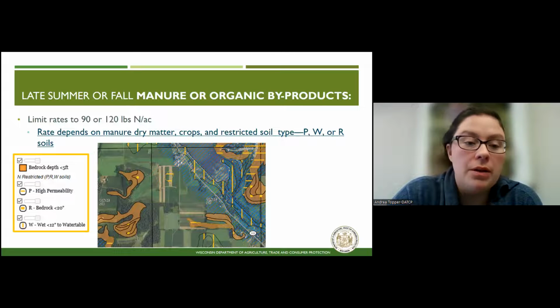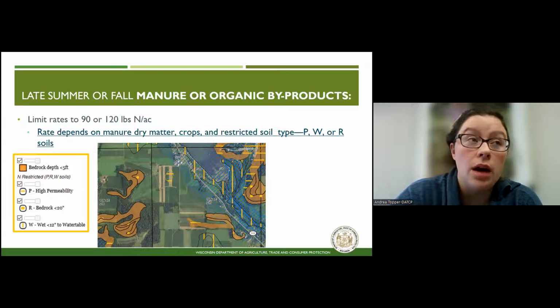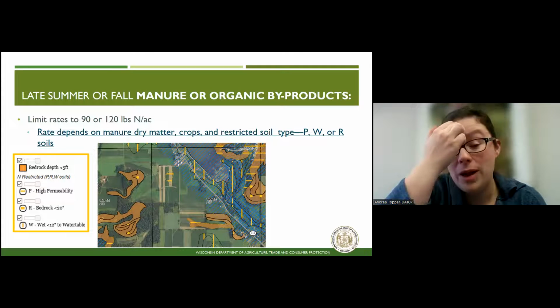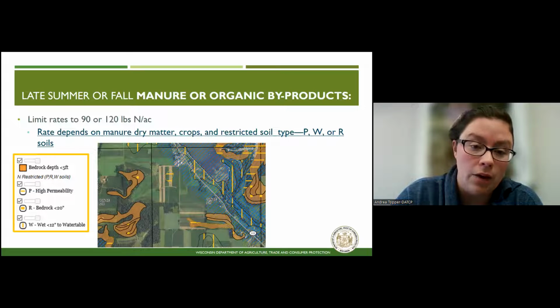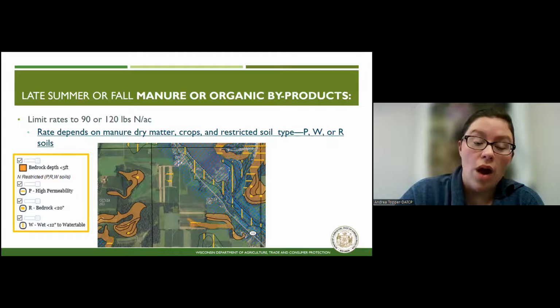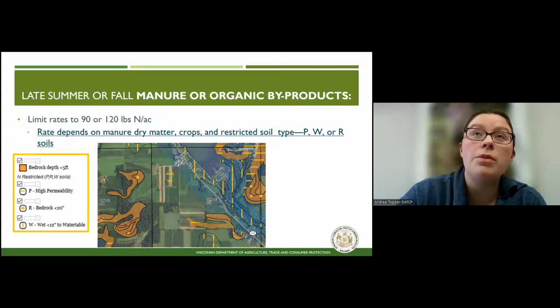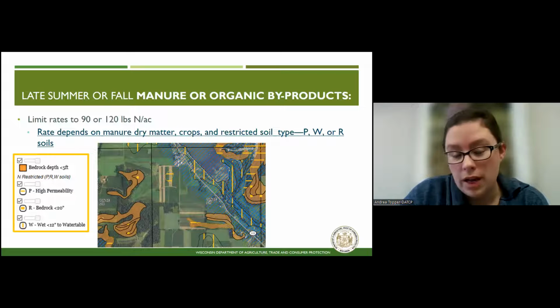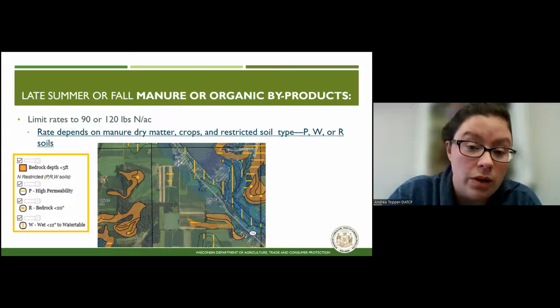Let's talk a little bit about late summer or fall manure applications. If we're going to be doing late summer or fall manure applications, we need to make sure that we're limiting our rates to either 90 or 120 pounds of N per acre. Our rate is going to depend on the dry matter of the manure, the crop that you're applying manure for in the next growing season, and the types of restricted soil types that we have.